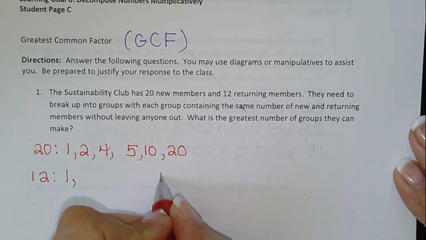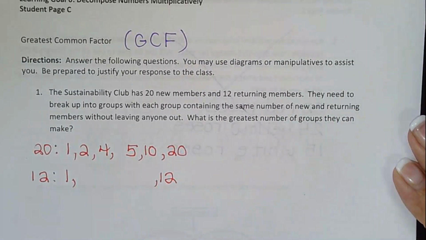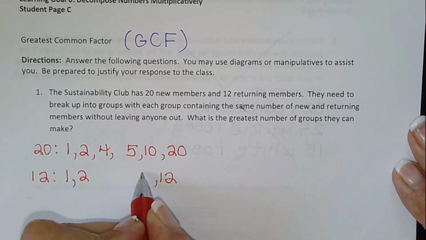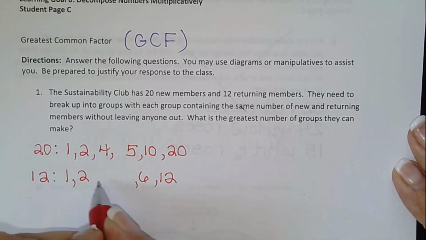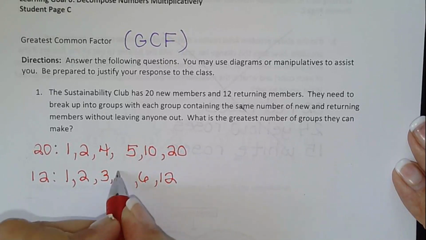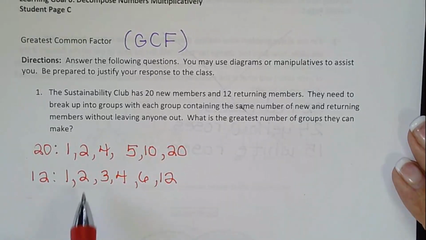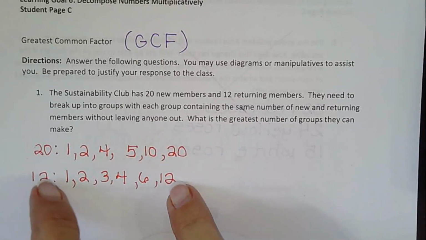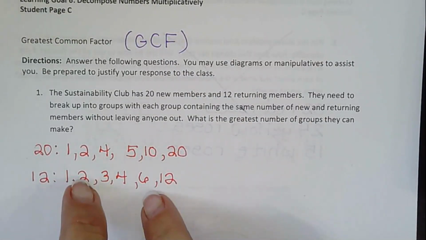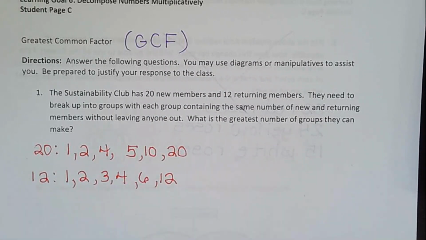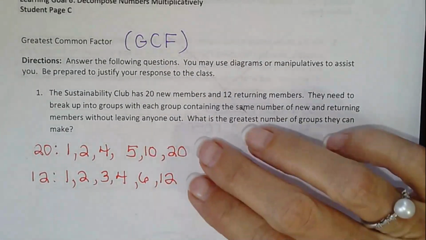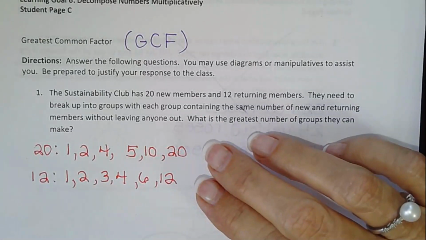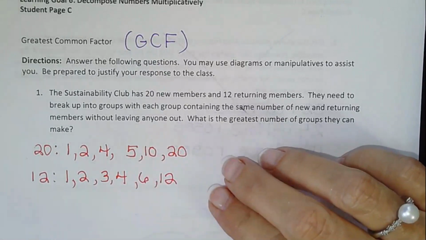1 times 12. 12 is even, so that means 2 goes into it, and 2 goes into it 6 times. 3 also goes into 12 4 times, and look at that. I met in the middle, so I know I've listed every single factor because I always did them in pairs. 1 and 12, 2 and 6, 3 and 4 until I meet in the middle. Then I start at the end of the list and I circle the largest, greatest common factor.